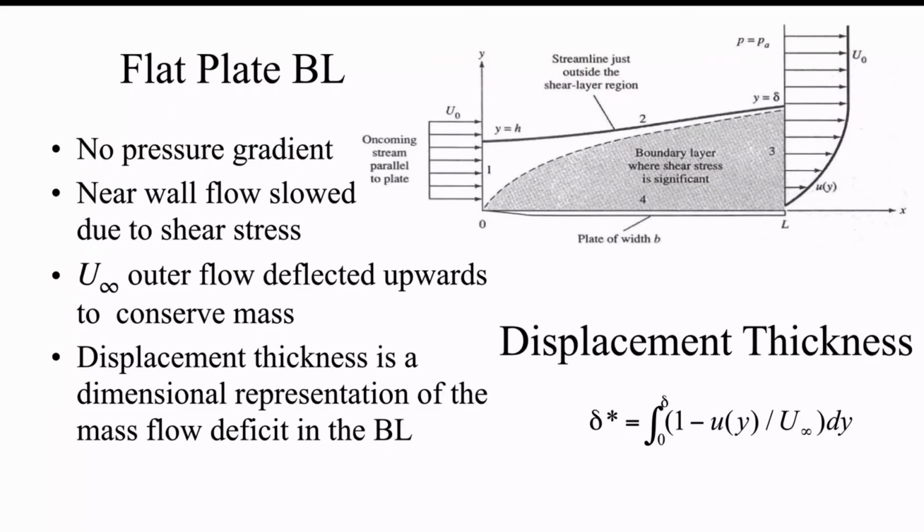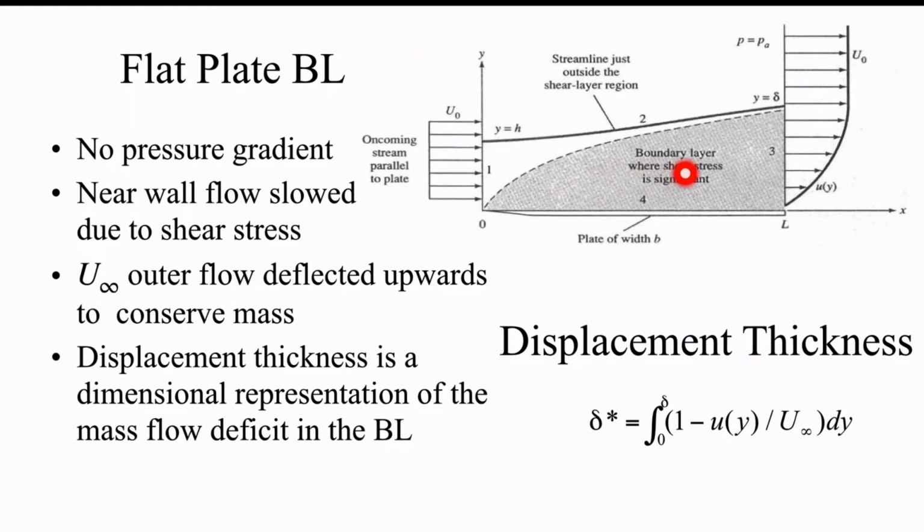So here's a flat plate boundary layer. There's no pressure gradient, so the pressure doesn't change from here to here. The near wall flow is slowed down due to the shear stress, but the outer flow just continues on at the same velocity. It hasn't been affected at all due to the shear stress. We can still write Bernoulli's equation out here in this region.